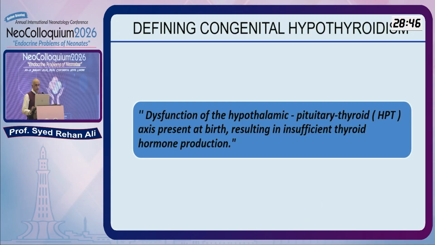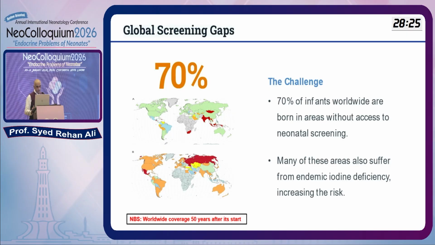So how do I define it? There are many ways of defining congenital hypothyroidism. In my mind, it is simply the dysfunction of the hypothalamic-pituitary-thyroid axis, present at birth, which results in insufficient thyroid hormone production. When we talk about congenital hypothyroidism, there are lots of gaps, and that's the challenge. 70% of infants worldwide are born without access to neonatal screening, and many of these areas are also iodine deficient. This is the worldwide coverage over the last 50 years, probably since the 1960s.